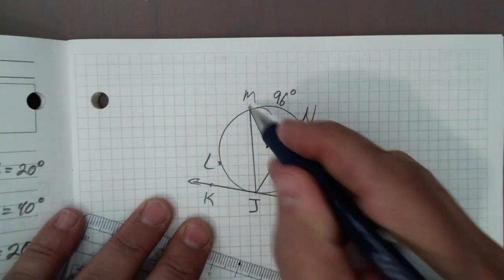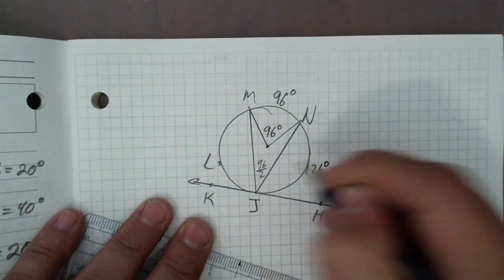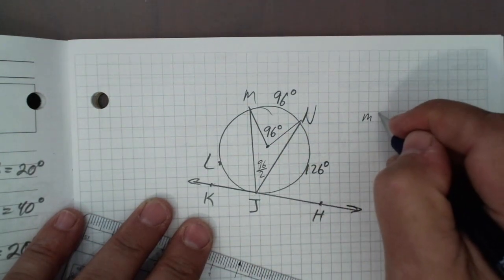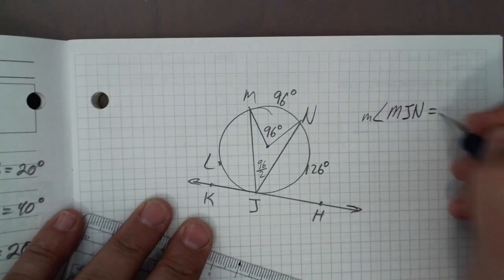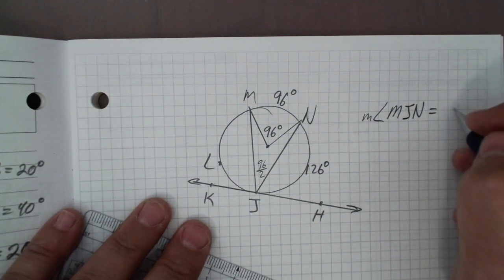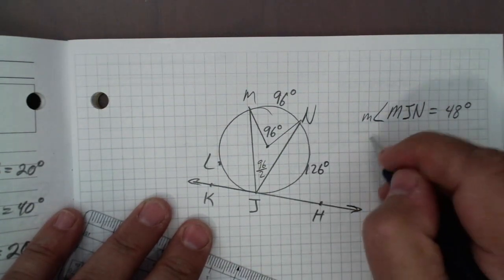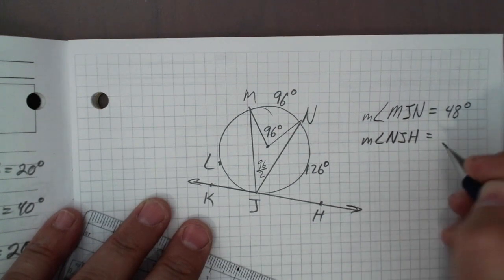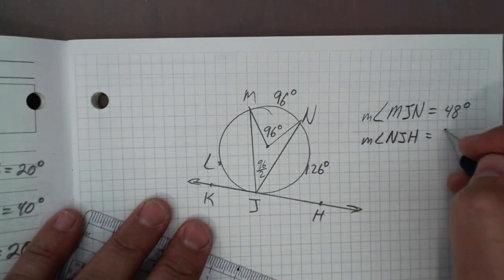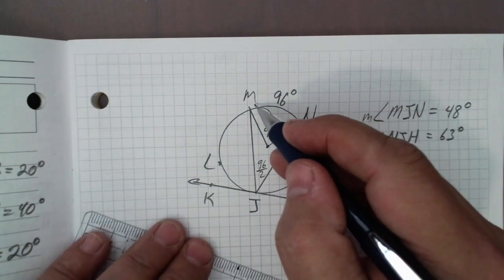The angle MJN is going to be half of 96 degrees. Okay, so the measurement of angle MJN is going to be half of 96, and half of 96 is 48 degrees. Okay, the measurement of angle NJH is going to be half of the 126 degrees, so that's 63 degrees.